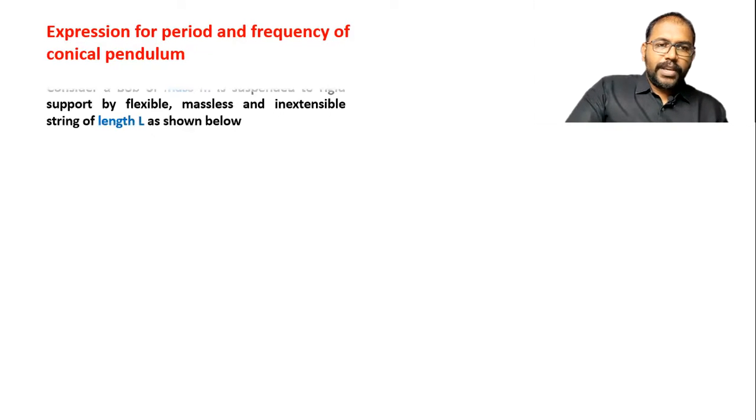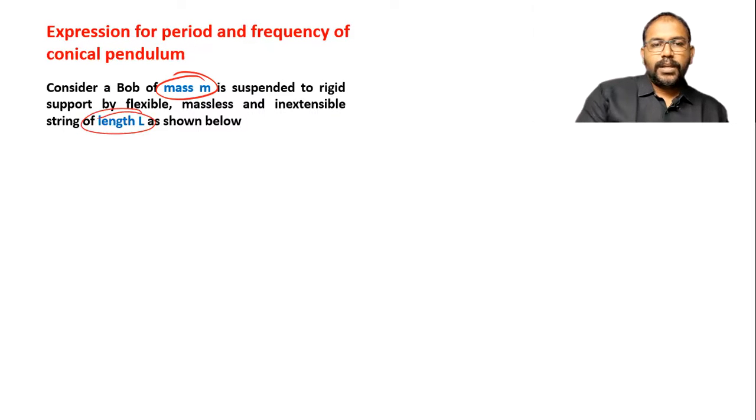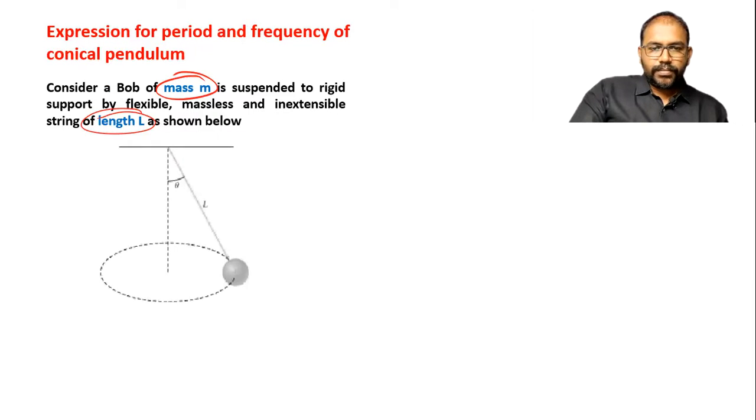Now here we have to obtain an expression for the period and frequency of a conical pendulum. We consider a bob of mass m hanging from a support by a string whose length is L. This is the bob.